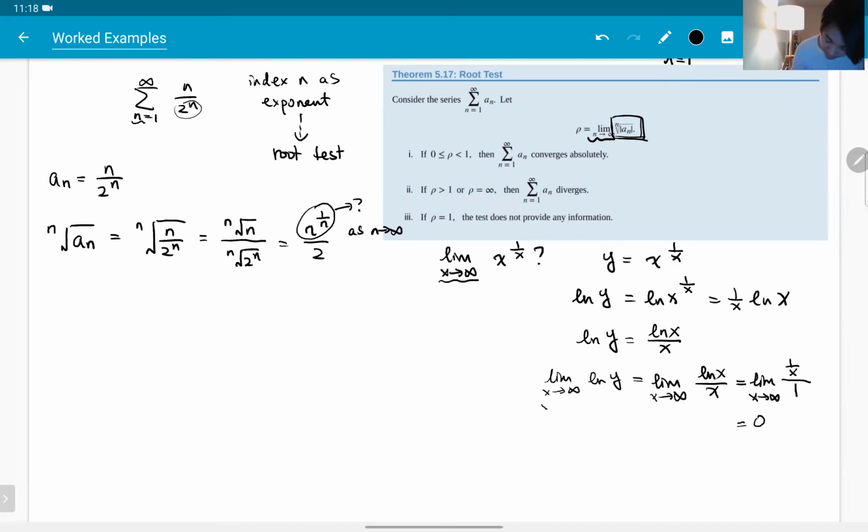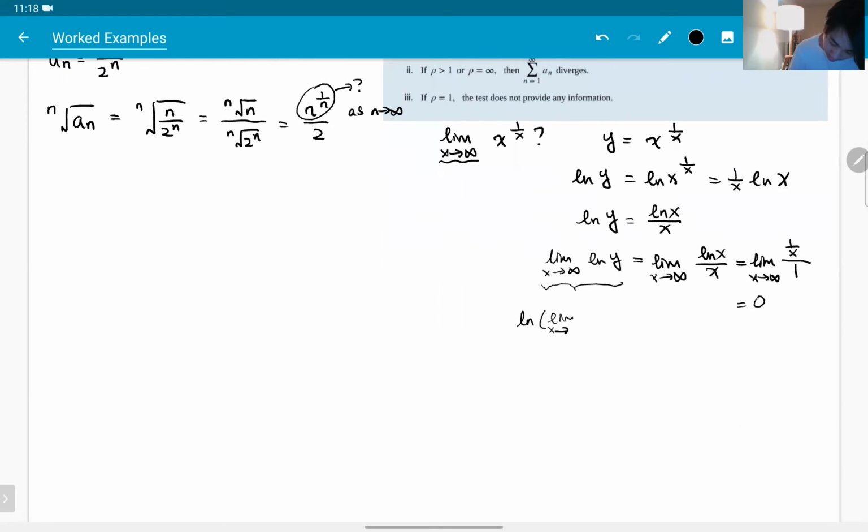Now we know that we can switch the order of the limit and the log. That tells us that natural log of the limit as x goes to infinity of y is equal to 0. Now we know e to the 0th power is 1. That tells us the limit as x goes to infinity of y is equal to 1, so we can conclude this is equal to 1.